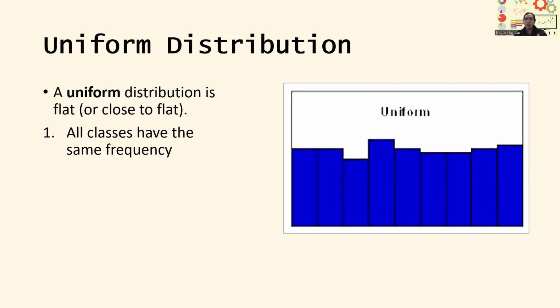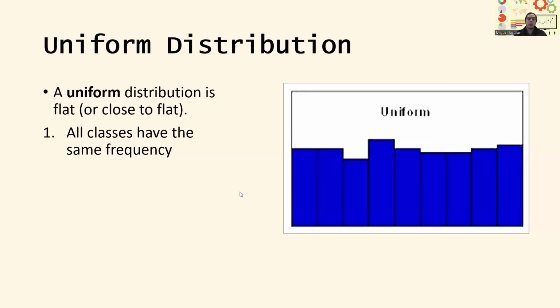When you're looking at a graph that is roughly uniformly distributed, what you can tell is that your graph will be pretty flat or close to it. You can draw a straight horizontal line across the top, and all of the classes have the same frequency or roughly the same frequency, and so that's why the height of all of the bars are about the same.